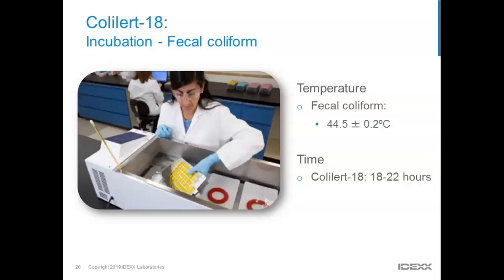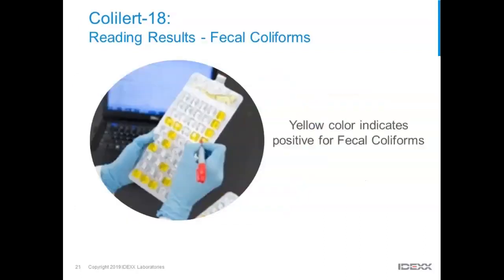So once again, this is Colilert-18, so you're looking at 18 to 22 hours for your final results. And once again, since we are looking for fecal coliform, we're only looking for yellow color. Yellow color indicates a positive for fecal coliforms, because as mentioned before, not all fecal coliforms are going to be E. coli, and so you just want to look for that yellow color.